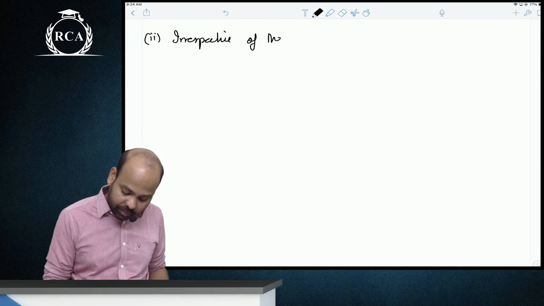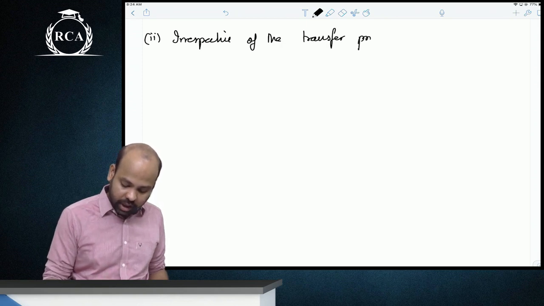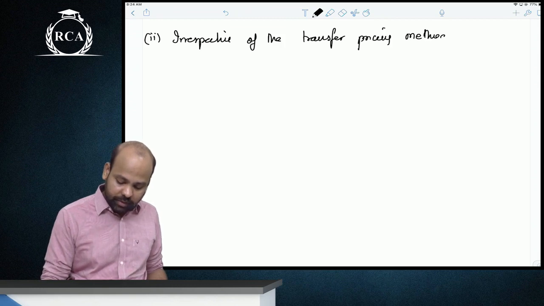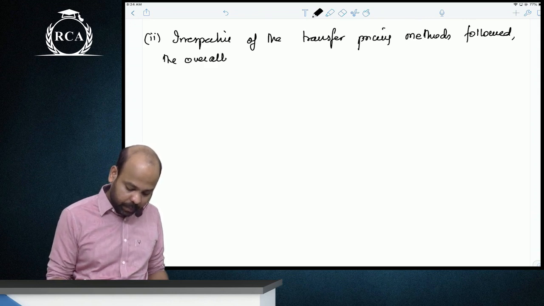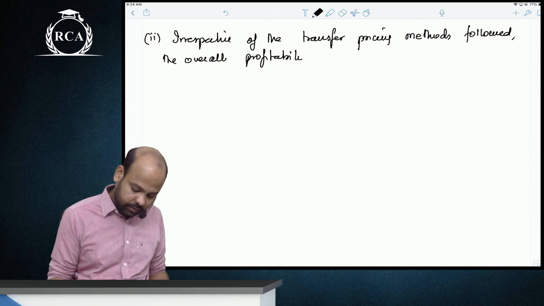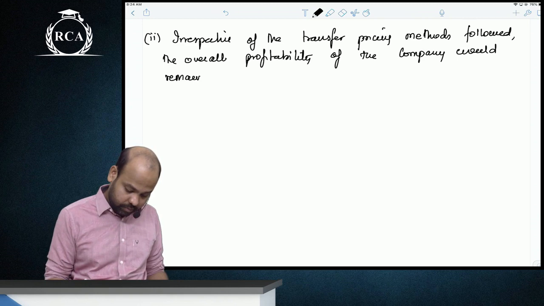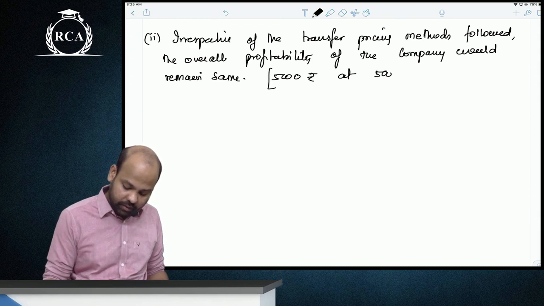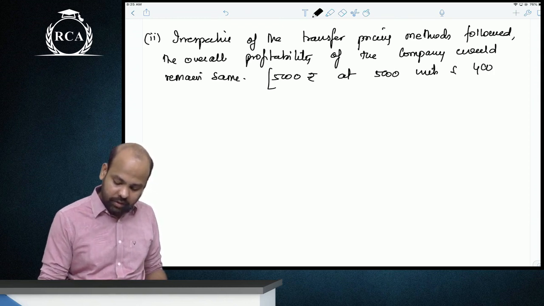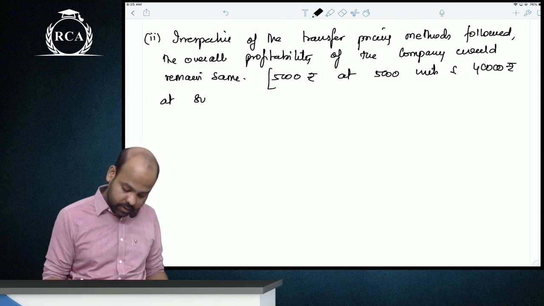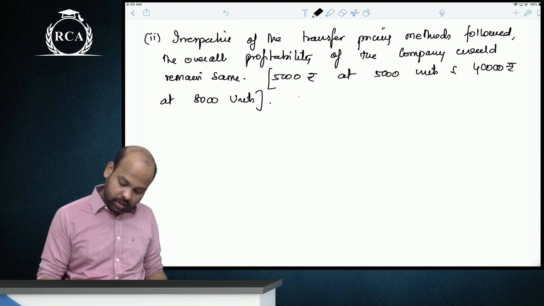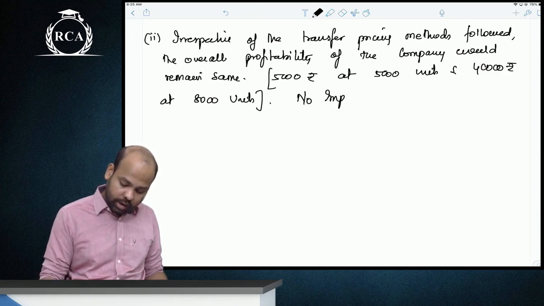Write down: irrespective of the transfer pricing methods followed, the overall profitability of the company would remain the same. 5,000 rupees at 5,000 units and 40,000 rupees at 8,000 units. There is no impact on overall output.